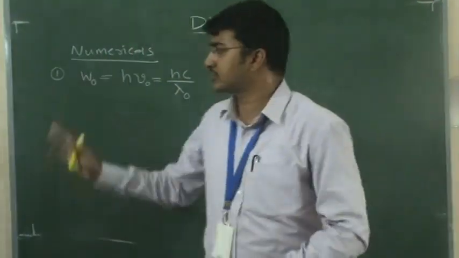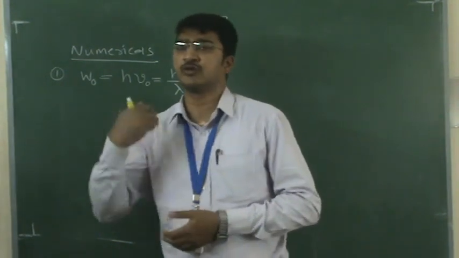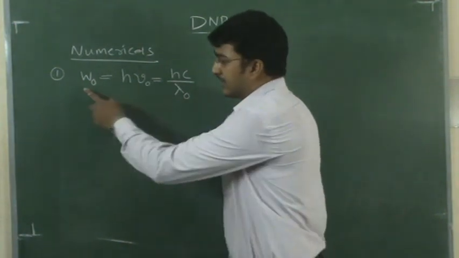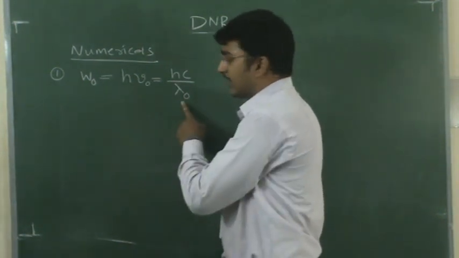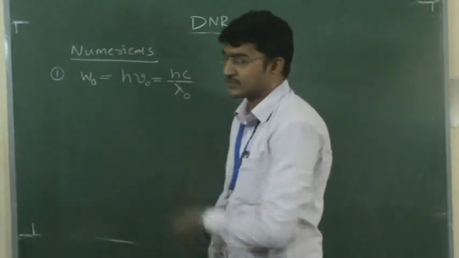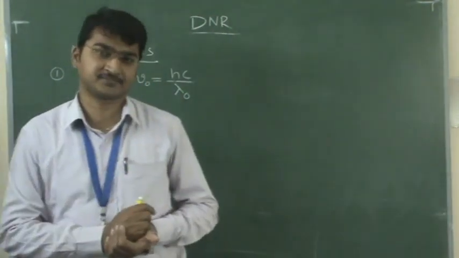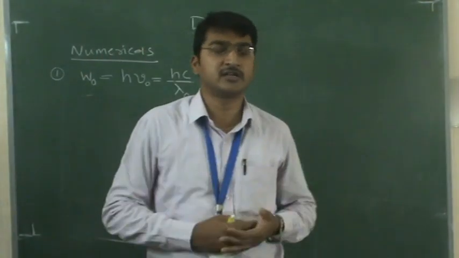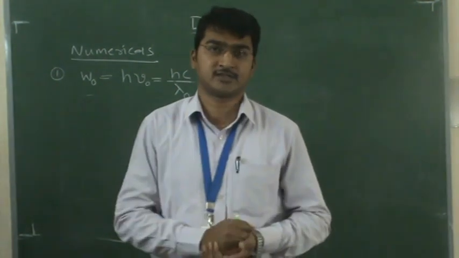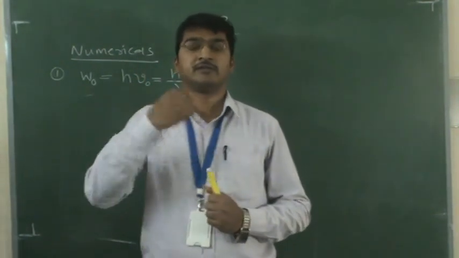Sometimes they may give the work function of one particular material and ask for the maximum wavelength to eject the electrons. That means we need to find lambda naught, given the work function. Here h is the Planck constant and c is the velocity of light. But the work function they will not give in joules, although the unit of work is joule. Here they will use electron volts. What is an electron volt? Generally in electronics, how do we define the electron volt?